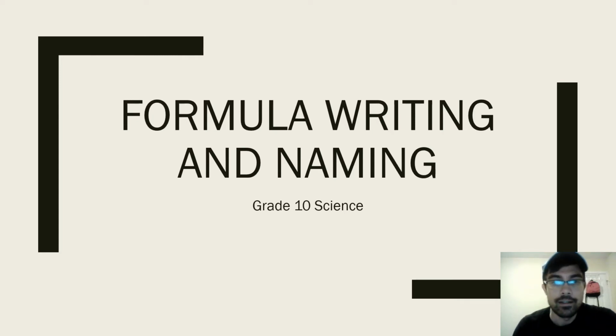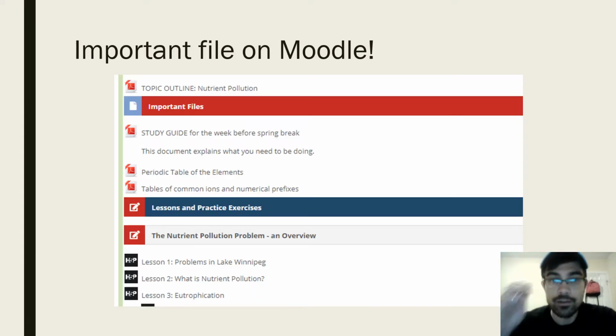Hey guys, a couple days ago I had posted up some notes for formula writing and naming. I'm just going to go through some of the examples that were in there, as well as go through how to actually do them, in case you weren't quite sure from the content on the Moodle. So before we do that though, just one important thing.